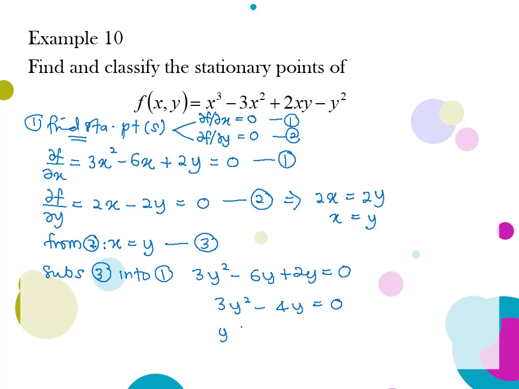Factorize y, you will get y times (3y minus 4) equal to 0. Thus y is equal to 0, or 3y minus 4 equal to 0. That will give y equal to 4 over 3.